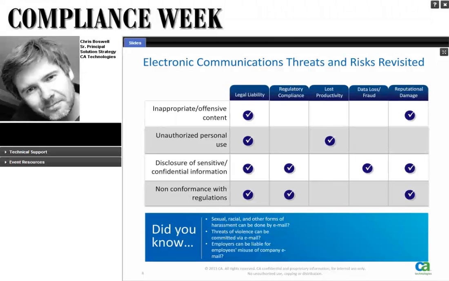Loss of productivity, and again, unauthorized personal use, is another potential threat. Usually, you think about this more in years past. There would be your IT guy that would set up his own business using corporate assets to maintain his own business. Things like this can also happen. Email can also be misused in a similar fashion.